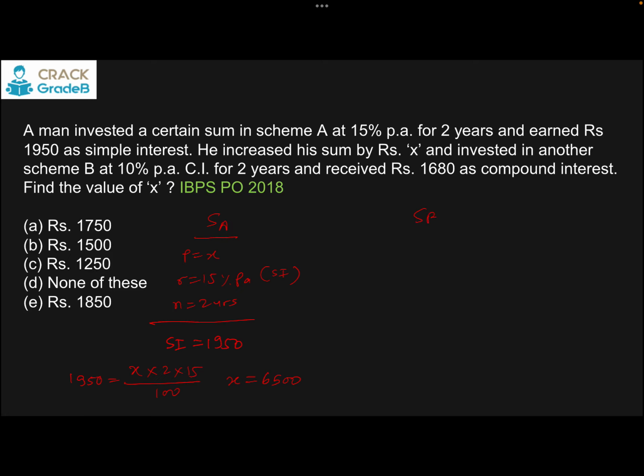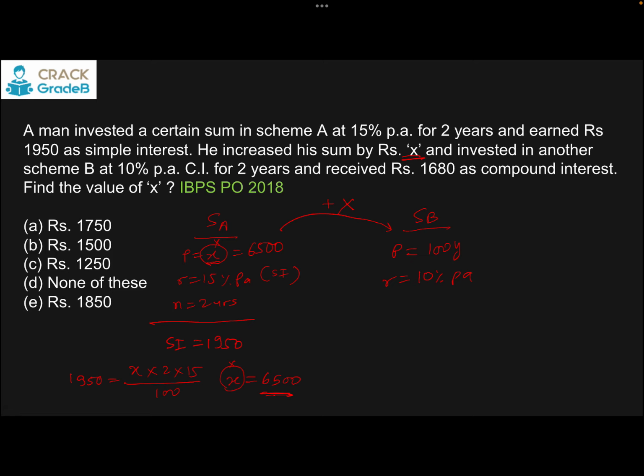He increases the sum by X. So now the sum in scheme B is going to be different. So let's call that 100Y. Okay, don't get confused with this X and our X. Our X is different, we actually used our X to calculate this. So now you can let go of this part. You can just focus on what was the investment, and it was 6500. We increased it with capital X, and now we are investing 100y in scheme B.